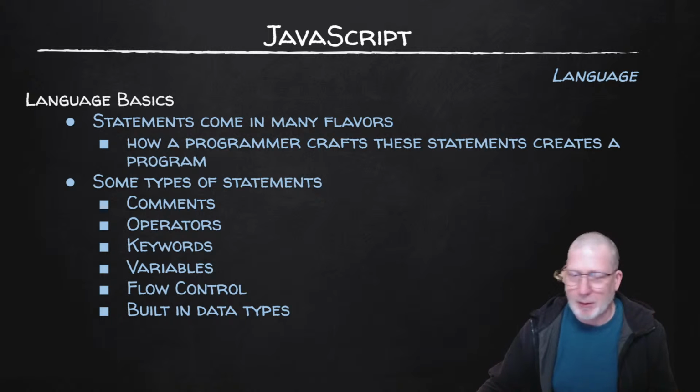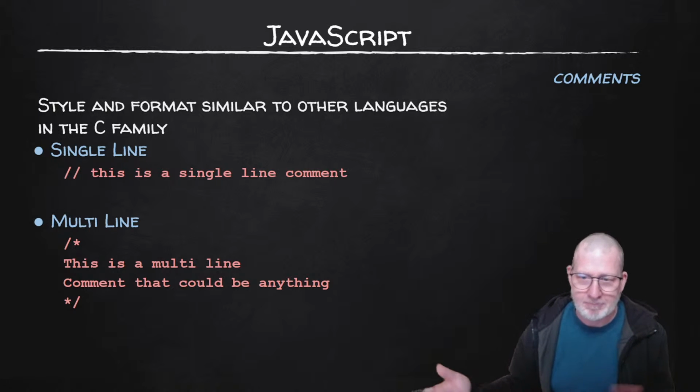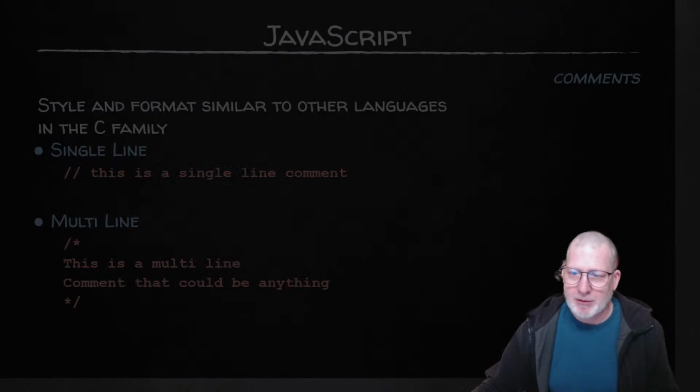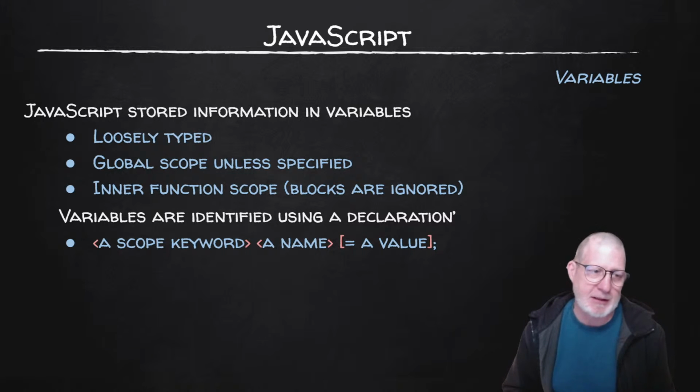Well, let's take a look at a couple of them. Comments, super straightforward. They're the exact same as C, C++, C#. Okay? Single line comments, double slashes; multi-line comments, /* and */. Variables. JavaScript is what we call a loosely typed language. And variables are all global unless specified. And variables are also scoped to what we call function unless specified.